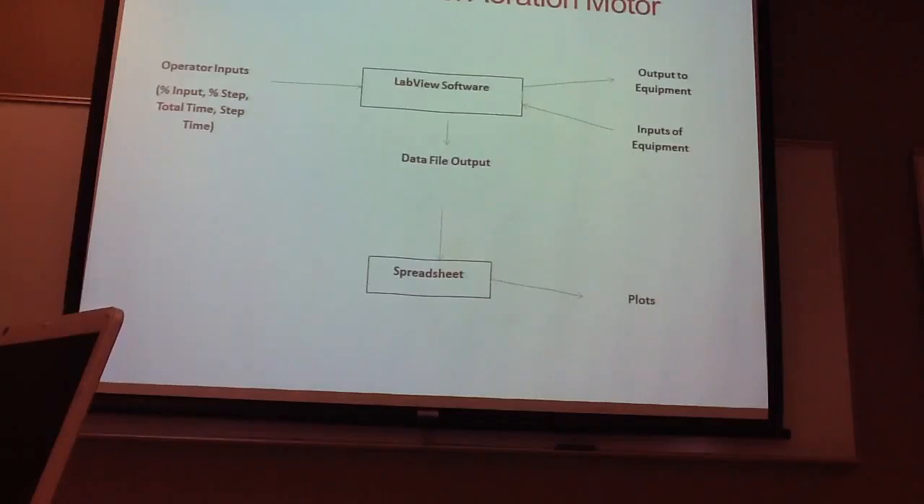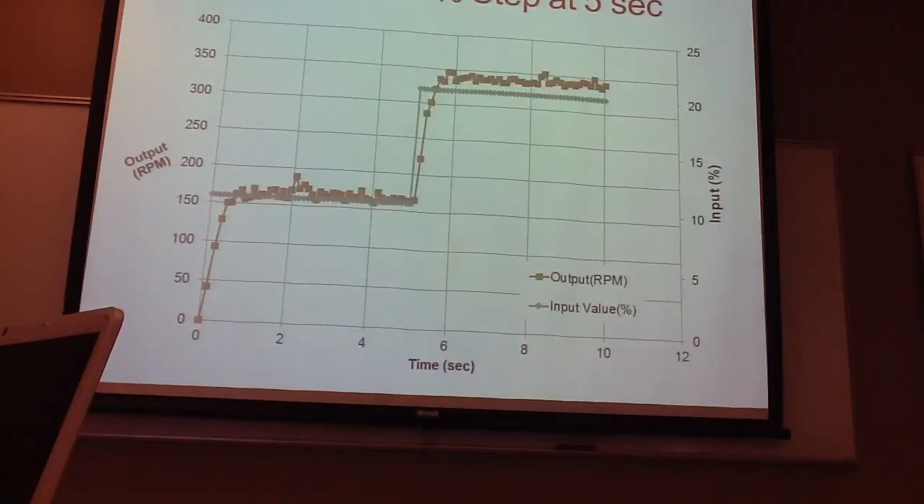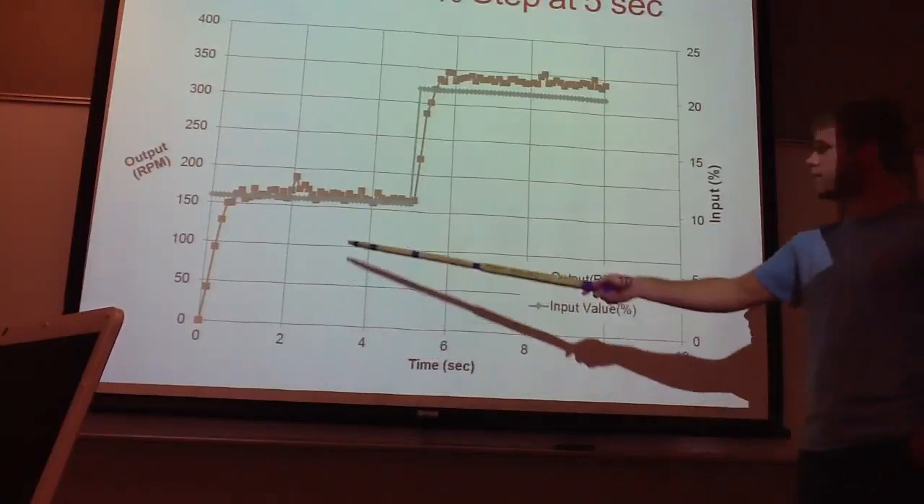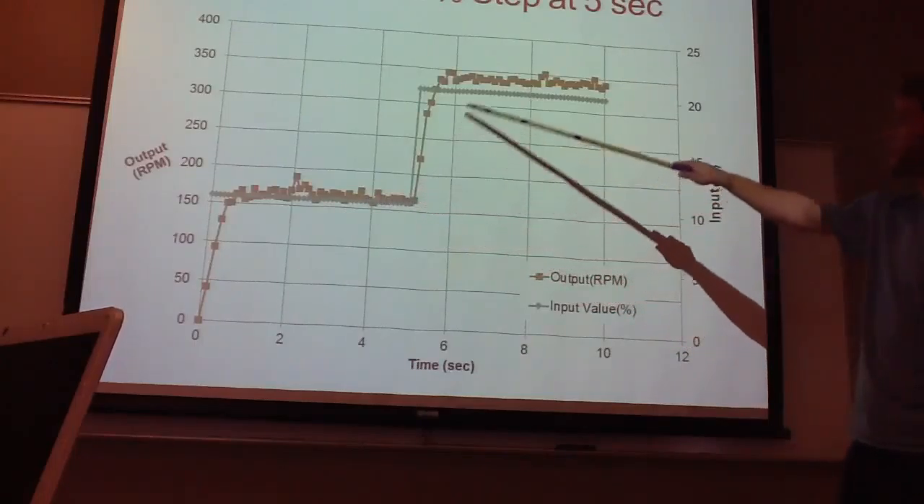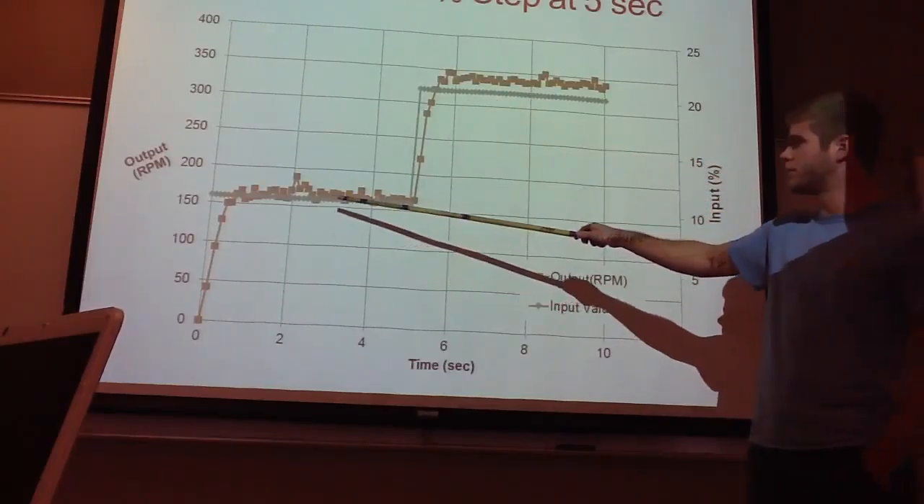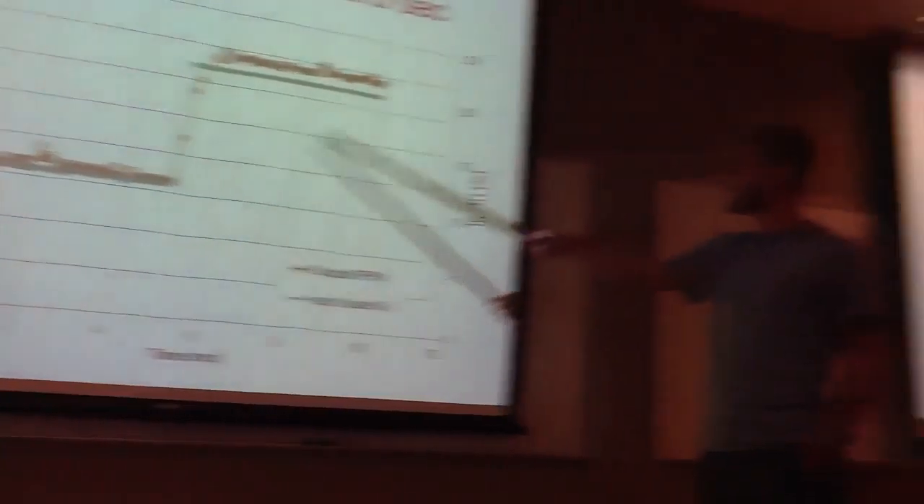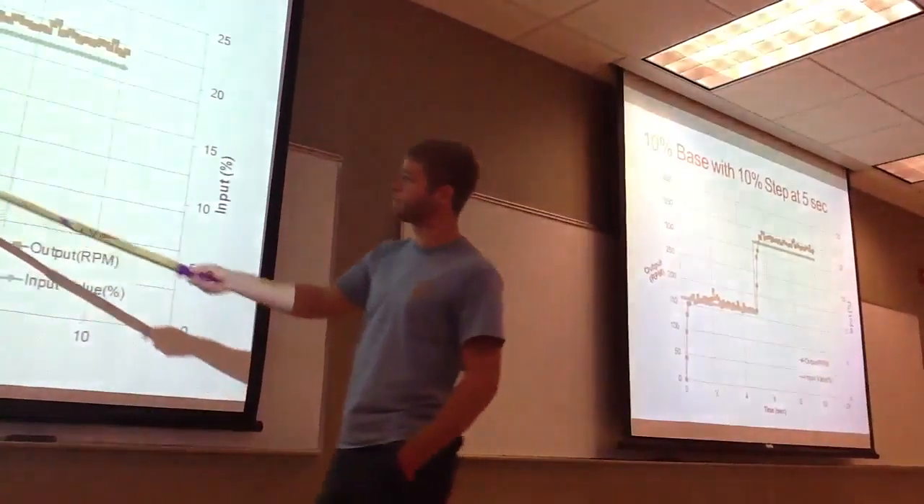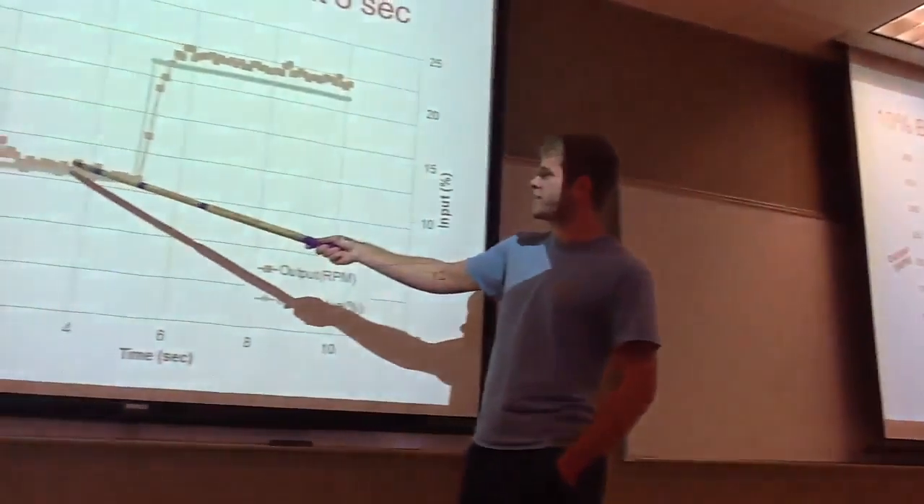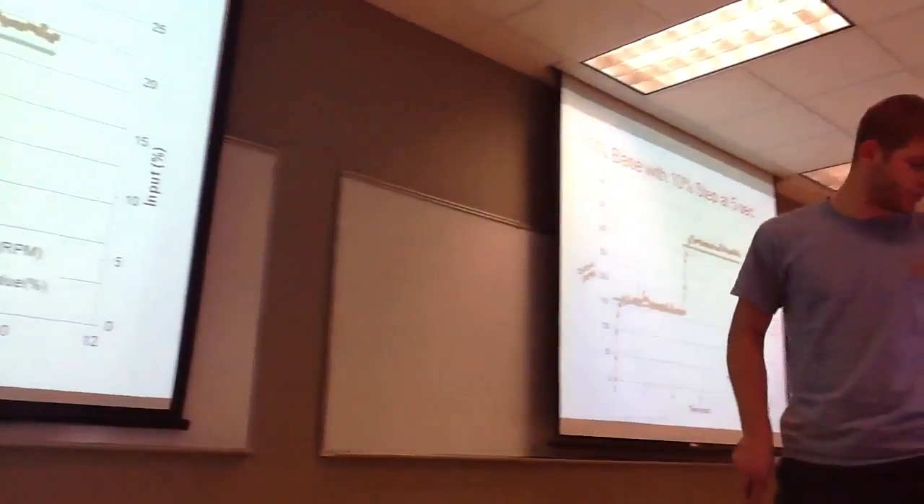Here's another block diagram of how we went about using a unit step response to monitor our aeration motor, and an example of a 10% step in power from a 10% initial going to 20%, and you can see this brown colored line is our output of our system, with the off green color being the input percentage of power.